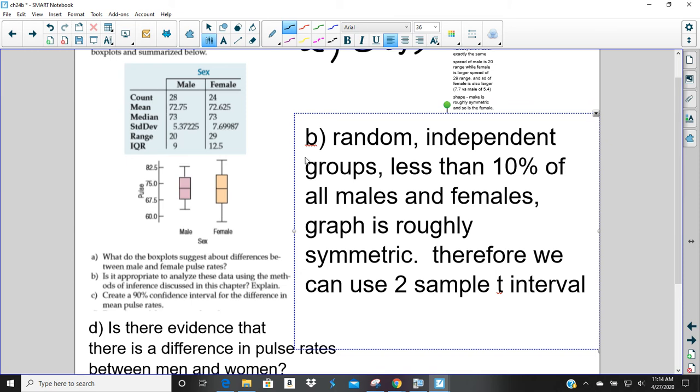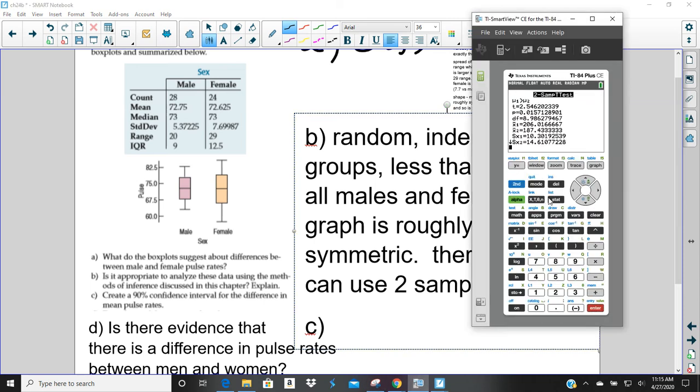So let's talk about C, which is the confidence interval. Is it appropriate to create a 90% confidence interval for the difference in mean pulse rates? So I not only want to do the confidence interval, but please always do context, even if it doesn't say to. Okay, they won't take off points if it doesn't say to, but certainly if they expect it because that's what you should do, they will take off points. I don't want that at this point. We got this. There's no reason why we shouldn't be able to do it.